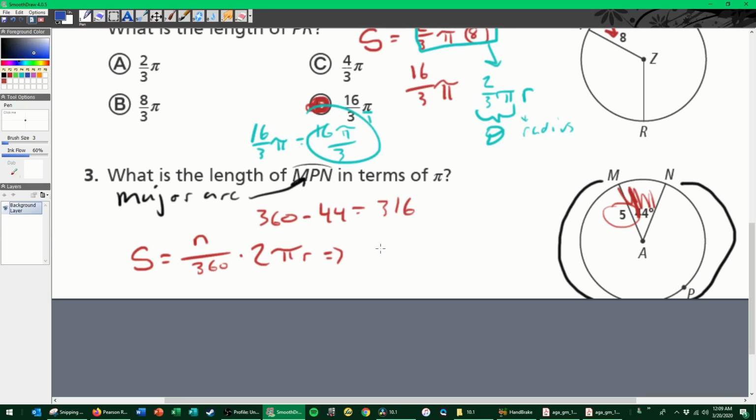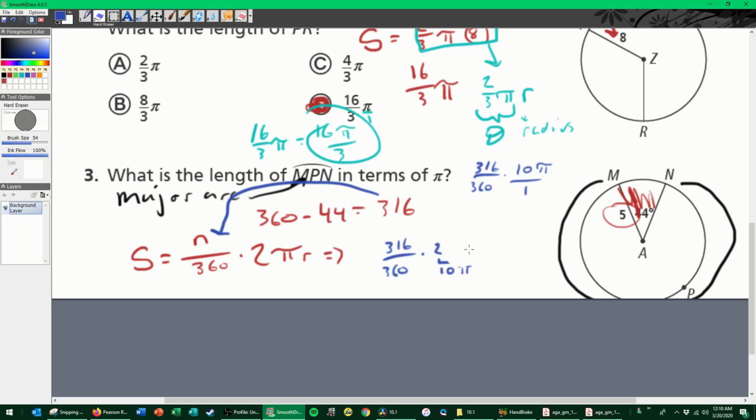Let's do a different color. My N is this guy right here. That is the portion of the whole circle that I want. So I'm going to have 316 over 360 times 2 pi 5. I'm going to go ahead and multiply these together and get 10 pi. So now I have 316 over 360 times 10 pi. Well, this is 10 pi over 1, so I can now multiply straight across.